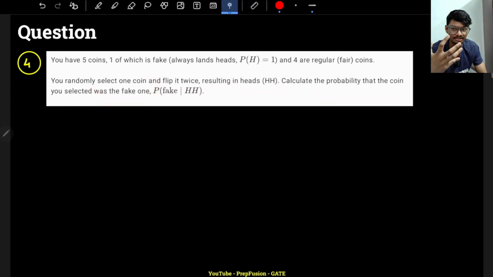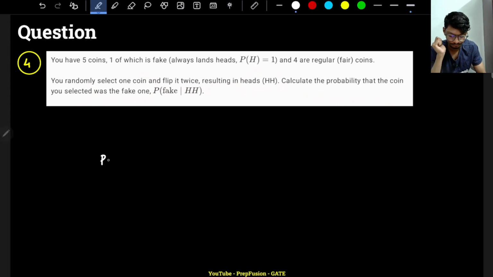What they are asking is to calculate the probability of that coin being fake given that I am getting 2 heads. So how can I get 2 heads? There can be two ways, right? Either the coin is real, a normal coin, or the coin is fake.